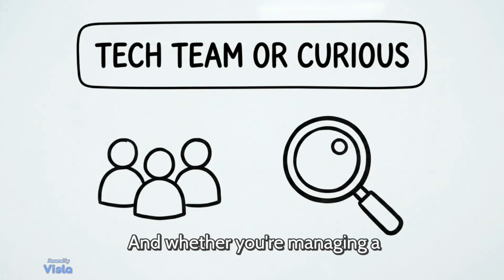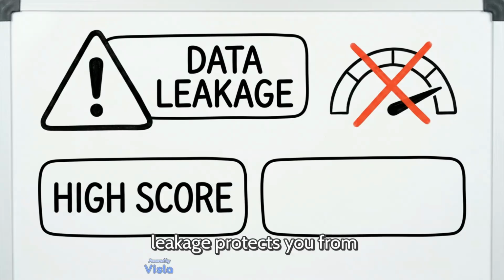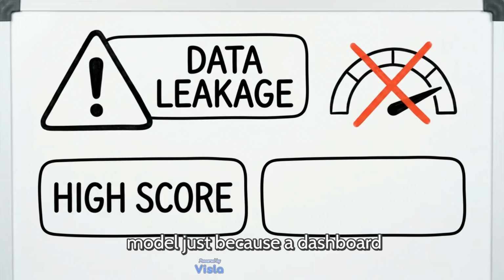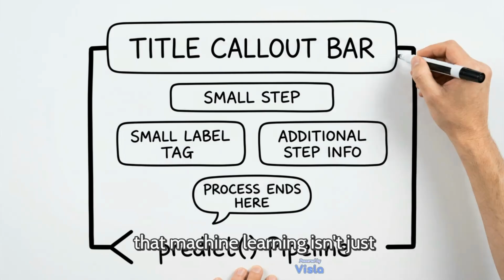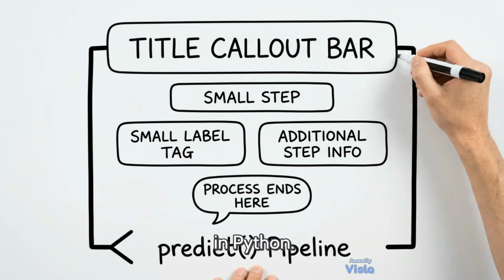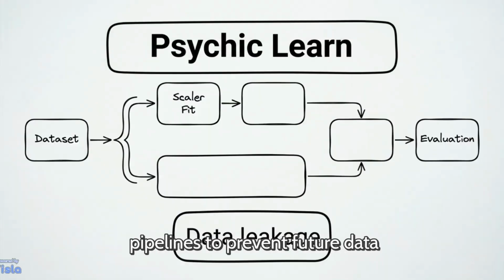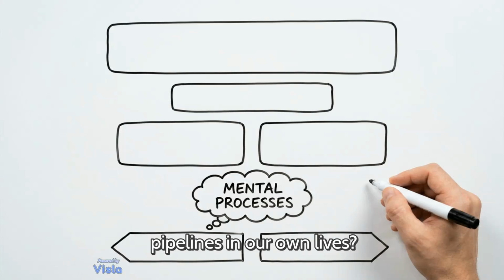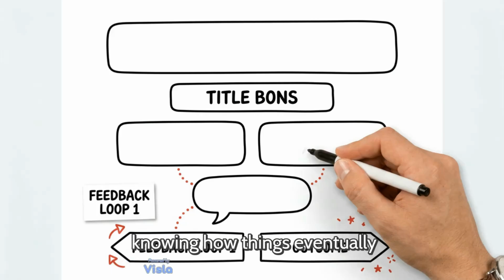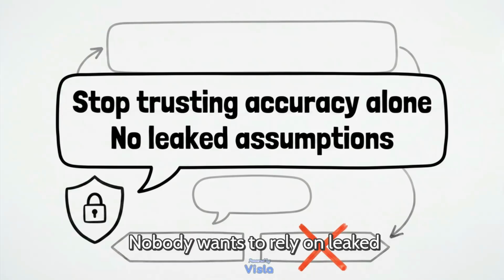That makes total sense. And whether you're managing a tech team or just insanely curious, understanding concepts like data leakage protects you from trusting a fundamentally flawed model just because a dashboard flashes a high score. Yeah, and if we connect this to the bigger picture, it proves that machine learning isn't just about calling a predict function in Python. It requires strict statistical discipline. Absolutely. Which leaves me with this final thought for you to chew on. If scikit-learn requires strict pipelines to prevent future data from leaking into its learning process, how might we build mental pipelines in our own lives? Like, how do we stop hindsight, knowing how things eventually turned out, from leaking backward and altering how we evaluate our past decisions? Nobody wants to rely on leaked assumptions.